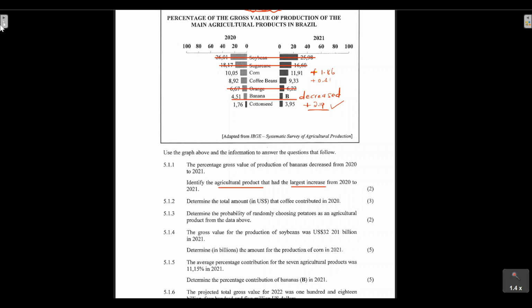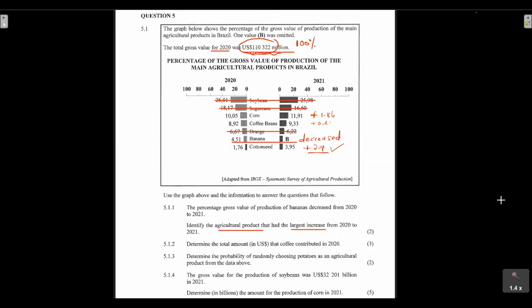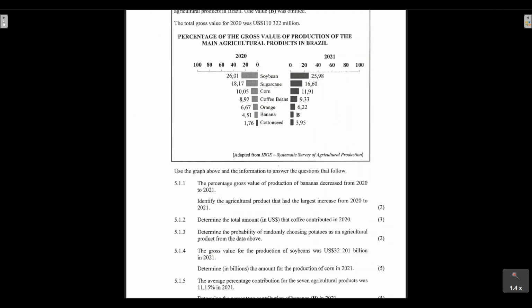So let's have a look at question 5.1.2. It says, determine the total amount in US dollars that the coffee contributed to the gross value in 2020. So how much did the coffee contribute to the gross value for 2020? Okay, so we're going to focus on the coffee beans.